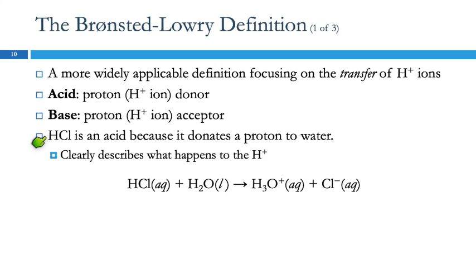HCl is an acid because it donates a proton to water. So here, instead of looking at this ionizing in water, we've got our HCl here, and we've got the water. And what happens is the hydrogen ion is transferred from the HCl to the H2O, forming hydronium ion. And what's left is the chloride ion. So this is really describing what is happening in the solution.